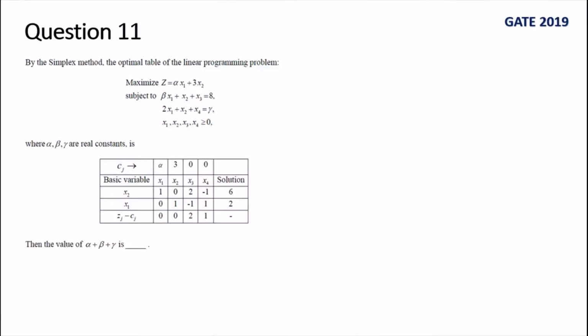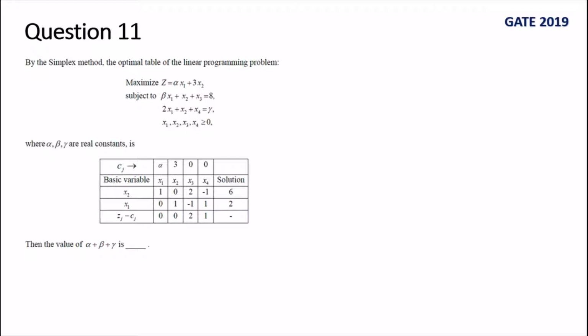Let's quickly take up another question. This question was asked in GATE 2019. Firstly, we need to read the statement of the question. By the simplex method, the optimal table of a linear programming problem is given. So we are given a linear programming problem.